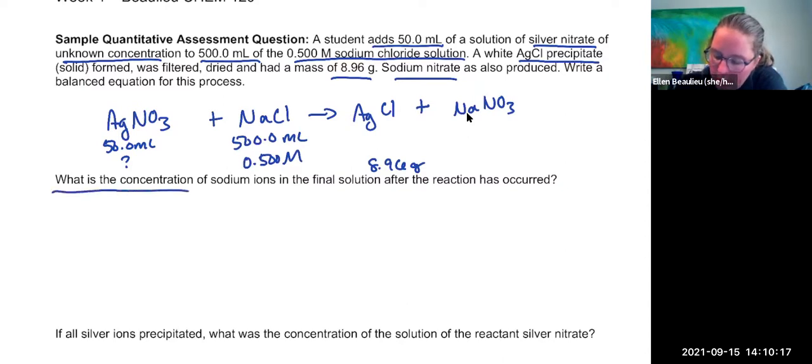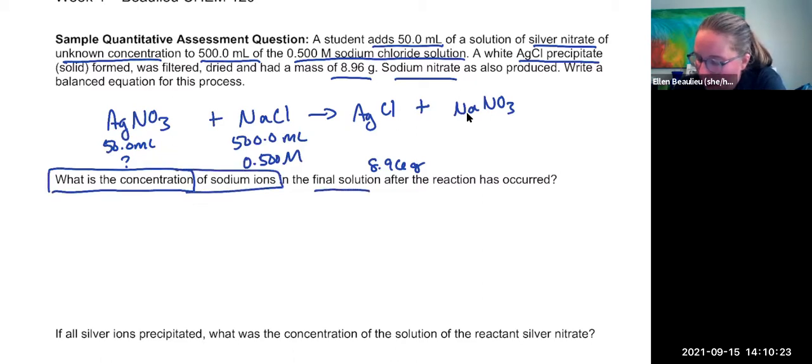What is the concentration of sodium ions in the final solution after the reaction occurred? What is the concentration of sodium ions? If you're being asked concentration, this word concentration, as we discussed in lecture, when we use that in chemistry, means molarity.